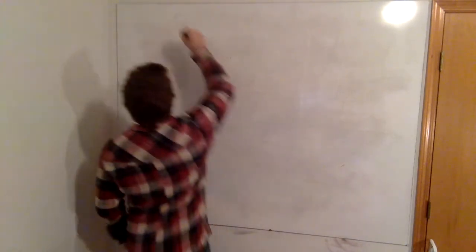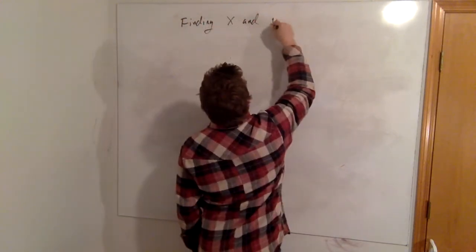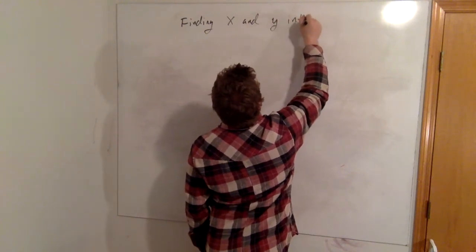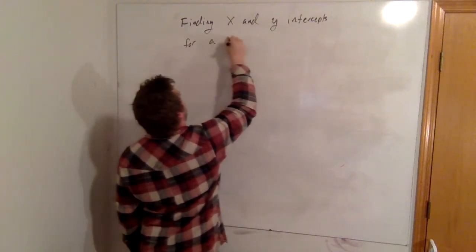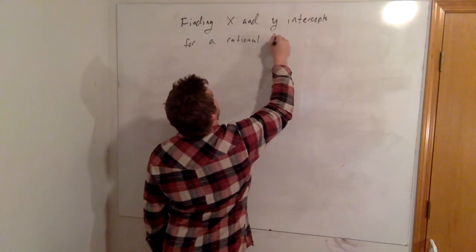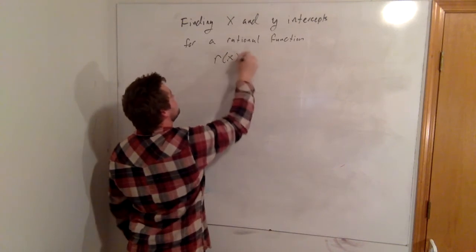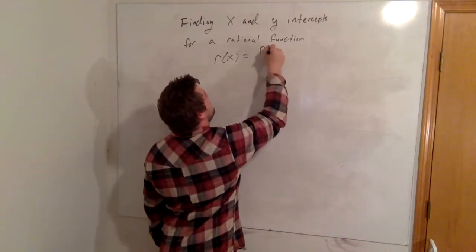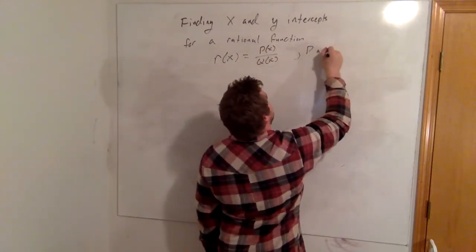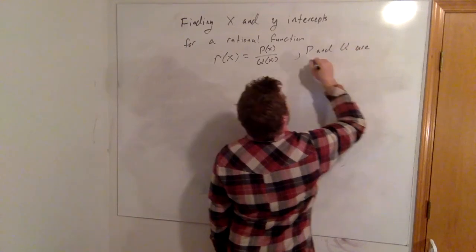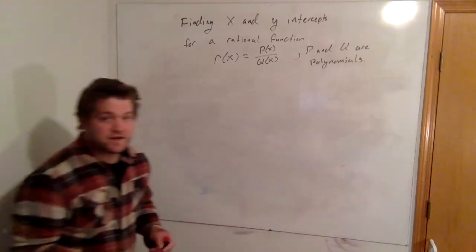Okay, so finding x and y intercepts for a rational function. What's going to help us here is to remember the definition of a rational function, r of x. It's a polynomial divided by another polynomial. So here, p and q are polynomials. Okay, so we want to find the x and y intercepts.